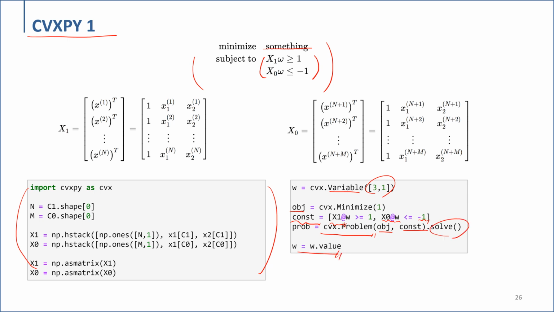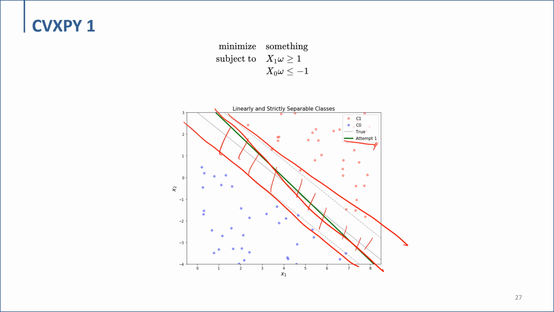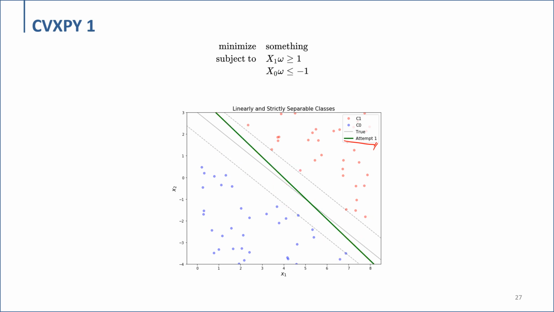Using that CVXPY code, you can see the result indicated in the green line, and we can clearly see that this green line is inside this decision band, so it properly indicates the decision boundary with proper margin.